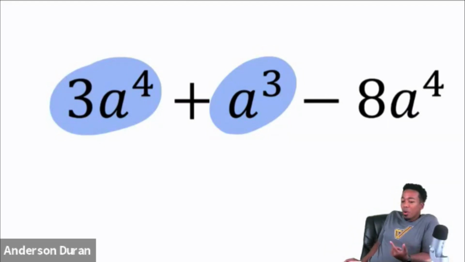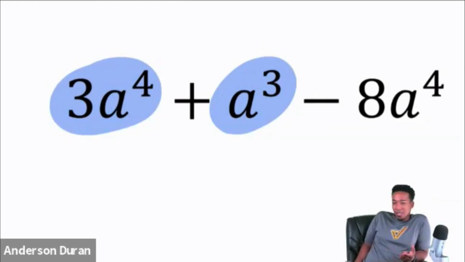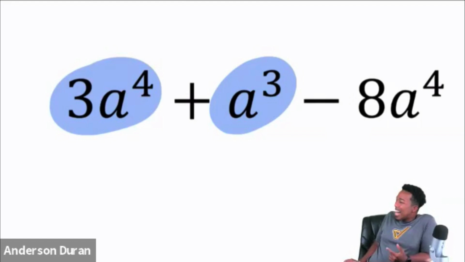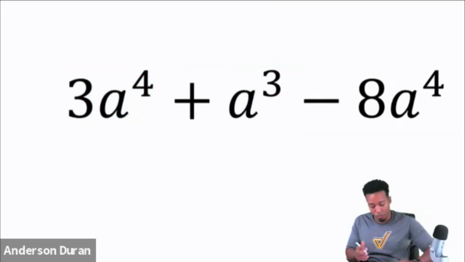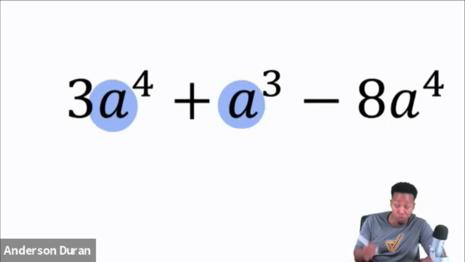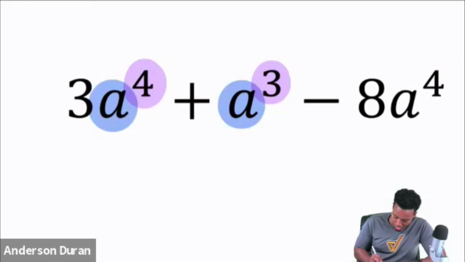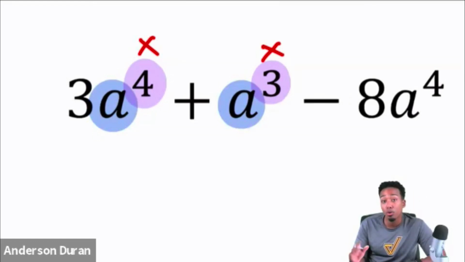So let's be specific with your reasoning, especially you, Felicia. Why are these not like terms? Different exponents. That's right. So let's really zone in here. Remember, we have the same variables, which is great, but we do not have the same exponent. Those aren't like terms. It is not going to be 4a to the power of whatever. Those are not like terms.